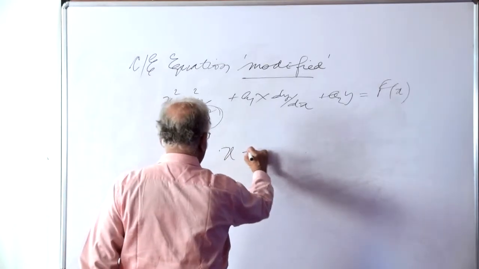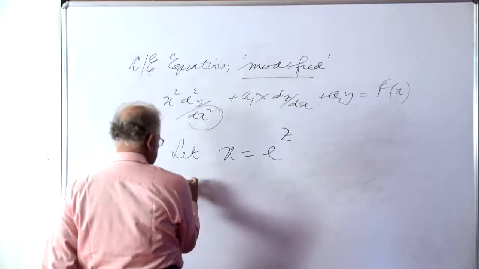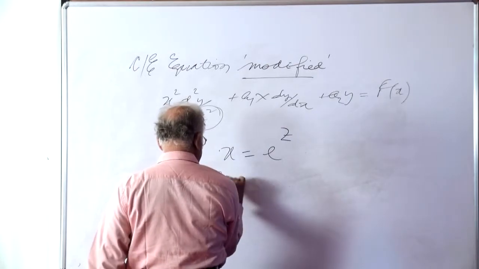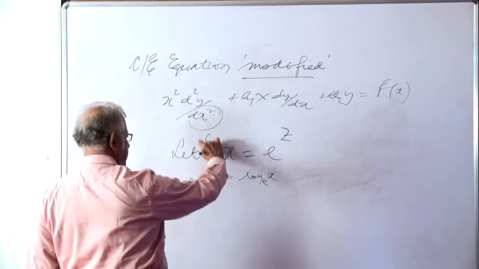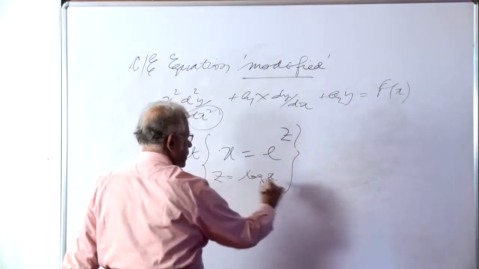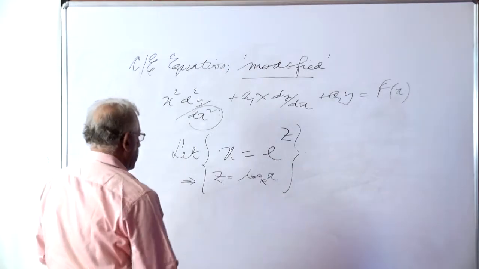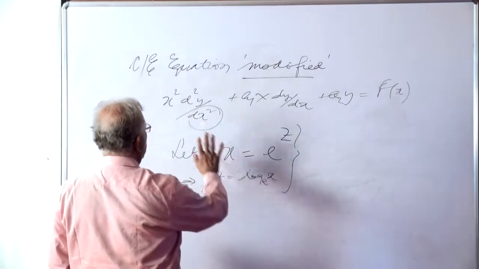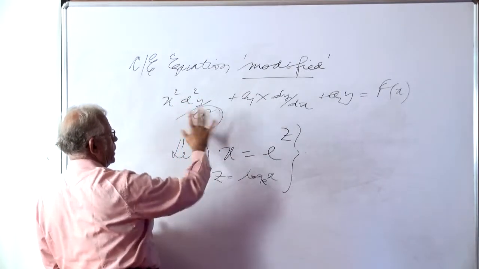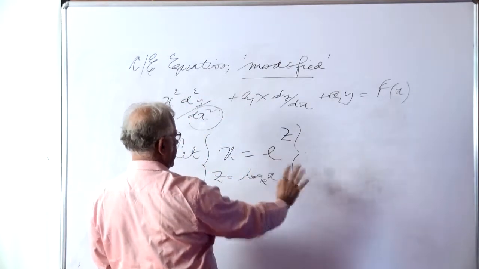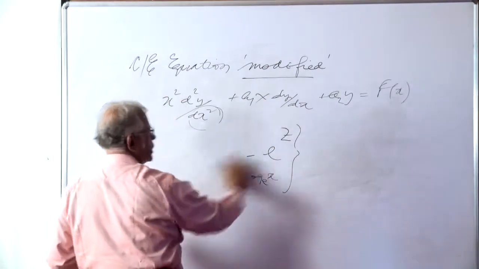If we write x is equal to e to the power of z, then obviously z is log base e of x. So this is the substitution that will do the trick and lead us home. Now, with this substitution, we are going to evaluate x dy dx and x squared d2y dx2 in terms of dy and dz. So let us do that first.